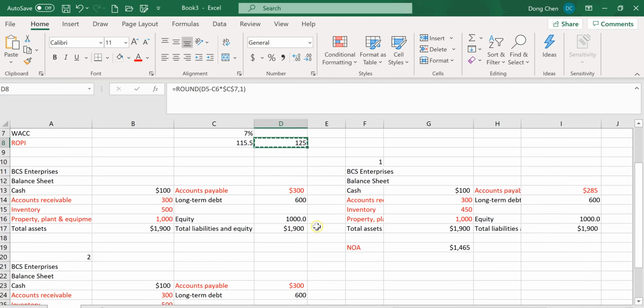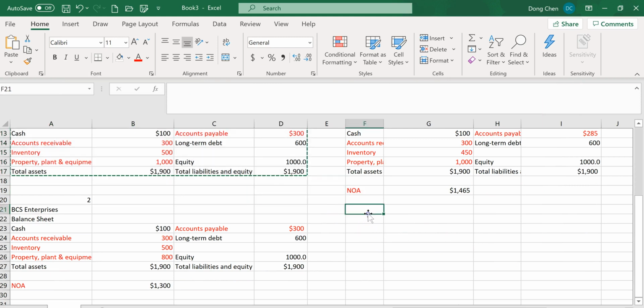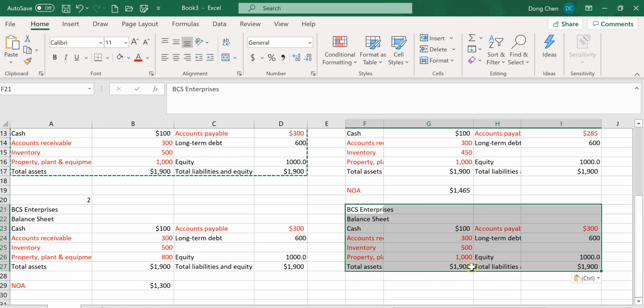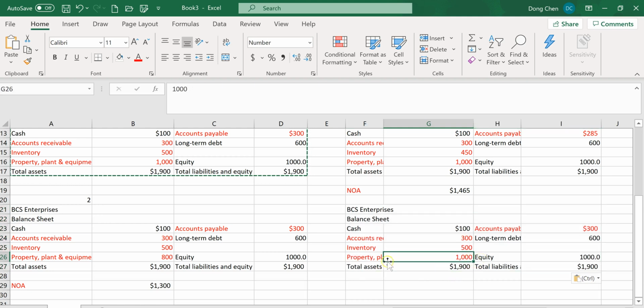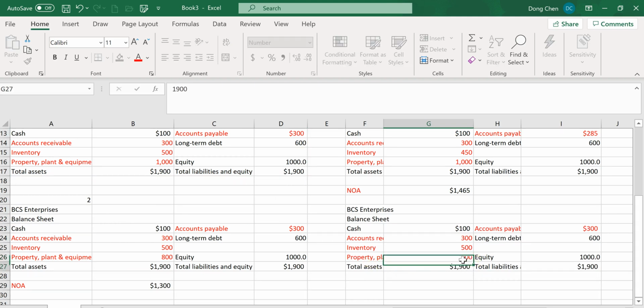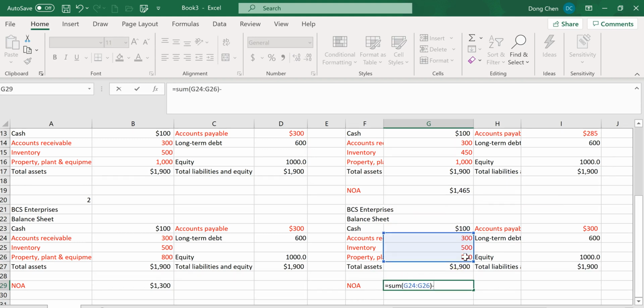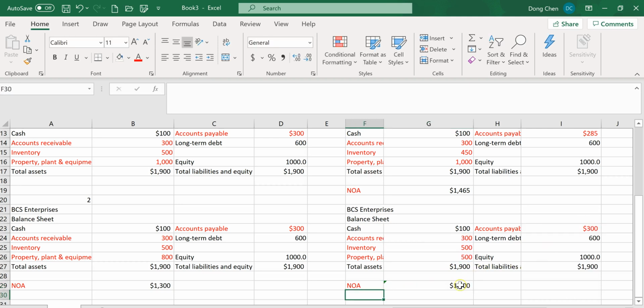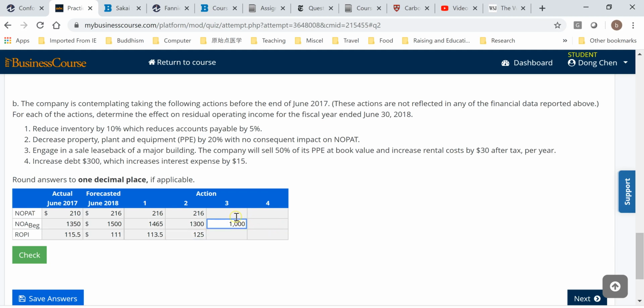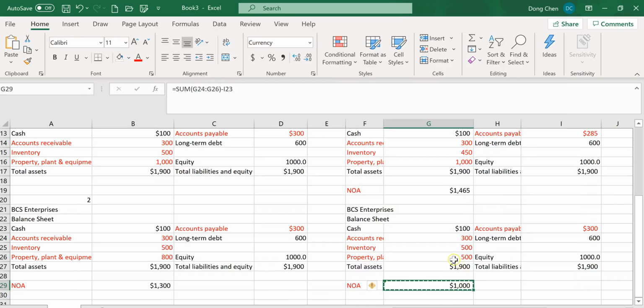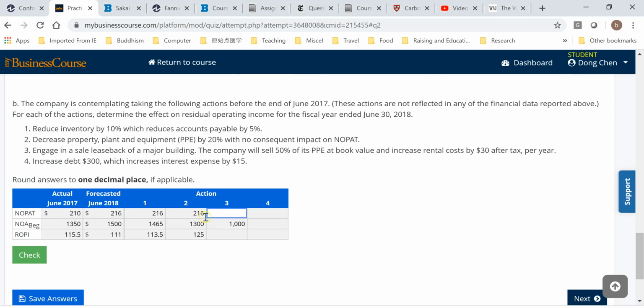So then, again, we first copy the balance sheet here, and then the change we'll do is, because we actually sold 50% of the PPE, the remaining balance is only 1/2 of 1,000. So that is the new remaining balance, and then we just need to calculate the new level of the NOA. And then put this number here. And for NOPAT, as we said, it should be the original level and then minus this $30.